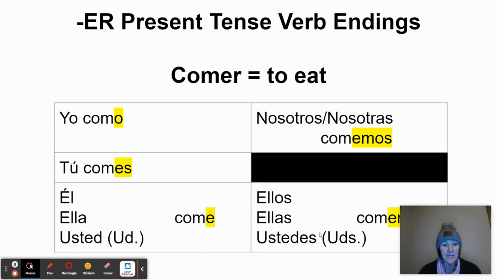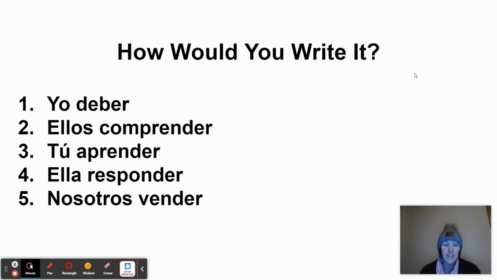So let's look at the verb comer. Comer means to eat. If I want to say I eat, I would say yo como. So I dropped the ER and added O, which is the verb ending that matches the subject pronoun for yo or I. Tú comes, él, ella, usted come. Nosotros comemos, and ellos, ellas, ustedes comen. It's kind of hard to see that, but it's an EN there. So remember, you are taking off the ER and then choosing the verb ending o, es, e, emos, en to match the subject pronoun. So let's look at a few of these.